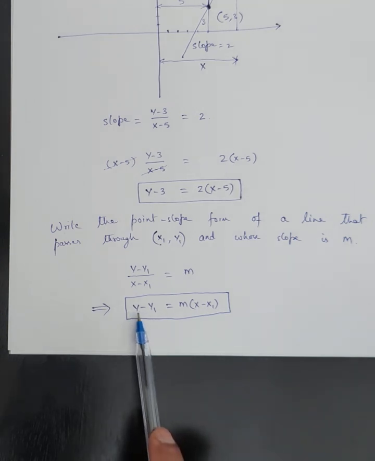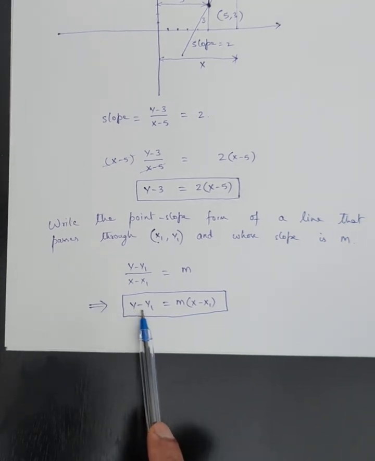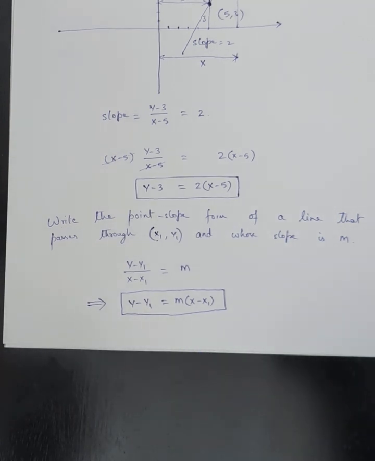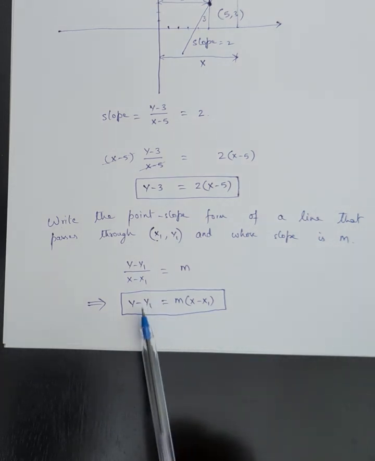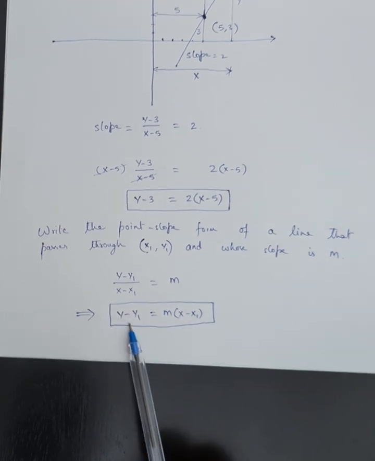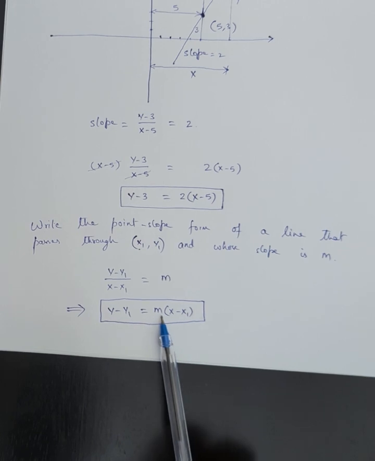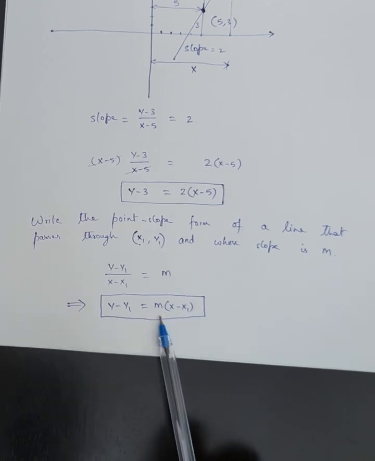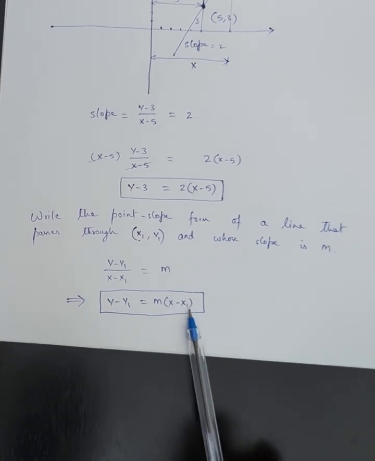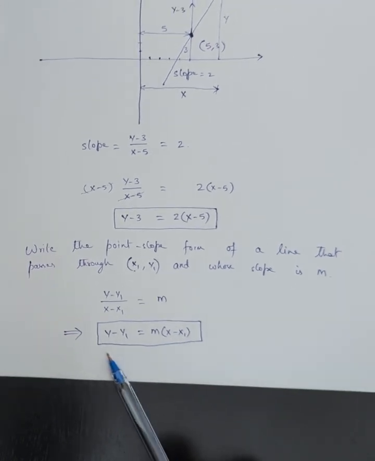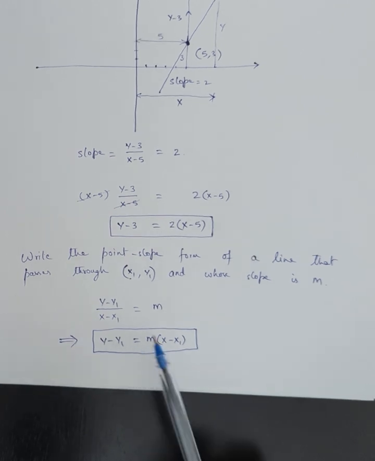So how does that look? It looks y minus the y coordinate. Now if the y coordinate itself is negative, then you're subtracting a negative number, so it becomes a plus. So you have to be careful when you're working with actual numbers. Equals m is the slope, parentheses x minus x1. Now this looks different from the slope-intercept form, at least in two ways.